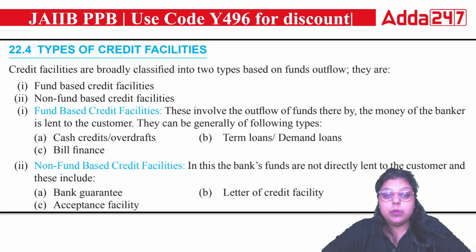Okay. Now we have the types of credit facility, that is fund based and non-fund based. Fund based credit facilities involve the outflow of funds, whereby the money of the banker is lent to the customer, which includes your cash credit, overdraft, term loan, demand loan, and bill finance. Non-fund based credit facility is when the bank's funds are not directly lent to the customer, and this includes your bank guarantee, letter of credit and acceptance facility. So these are the non-fund based credit facilities of a bank.